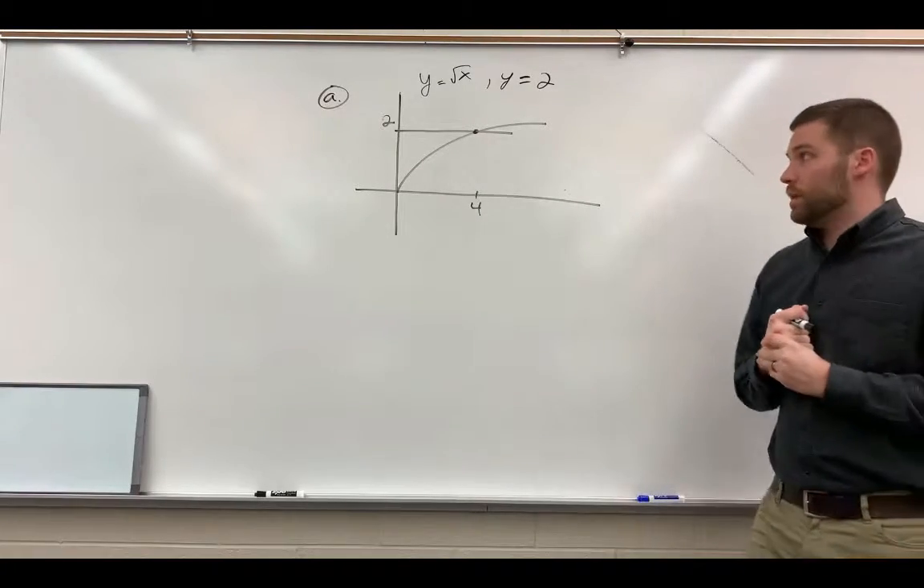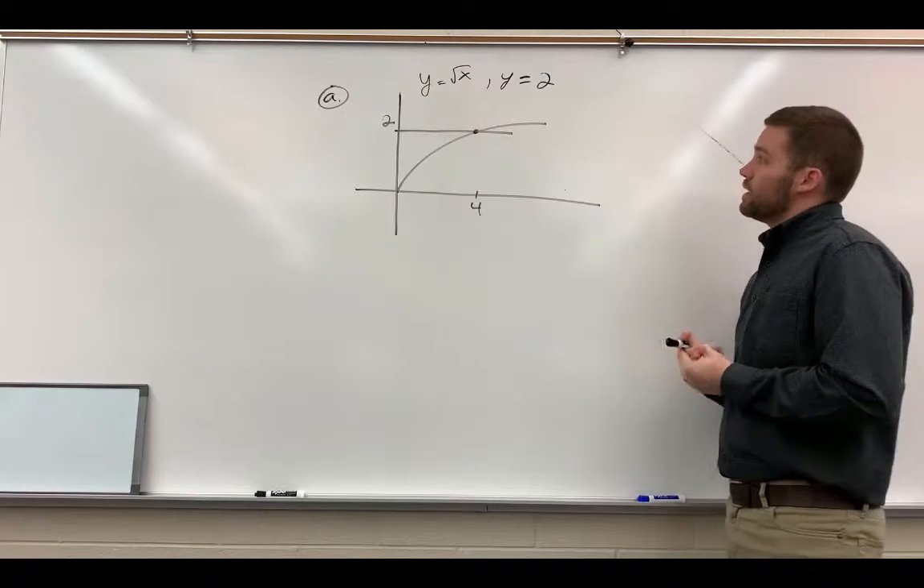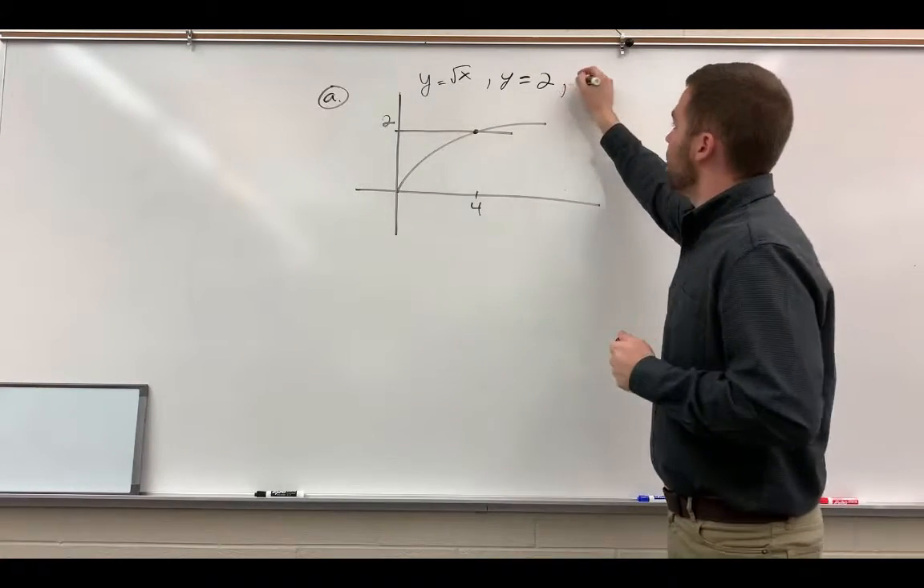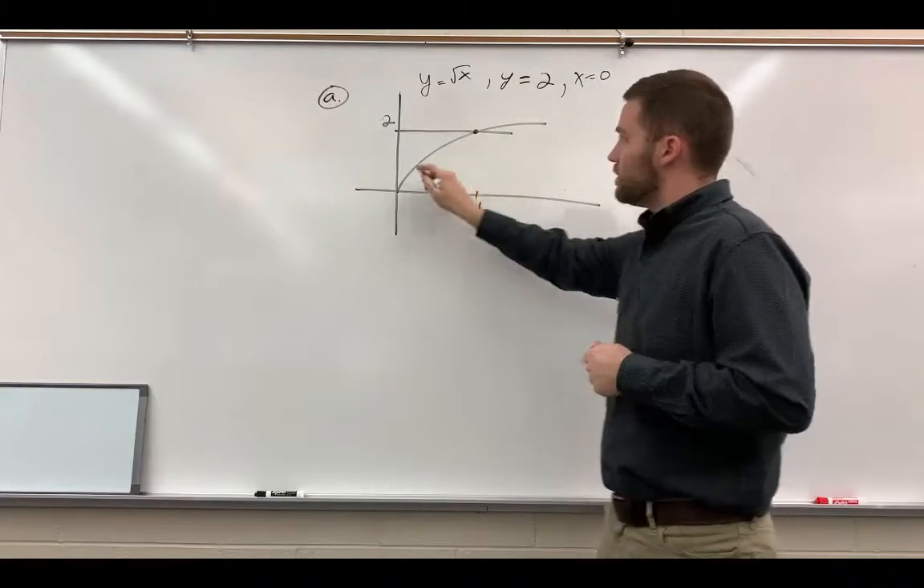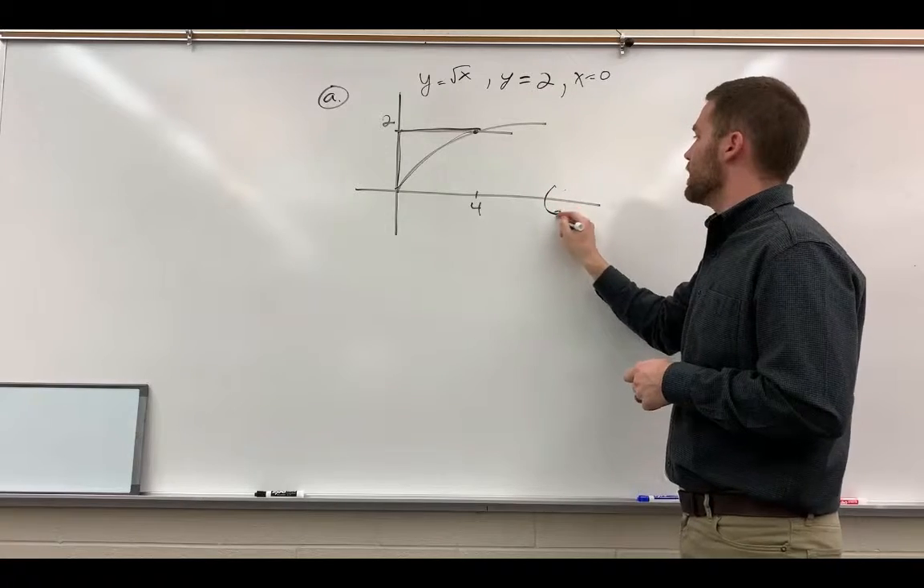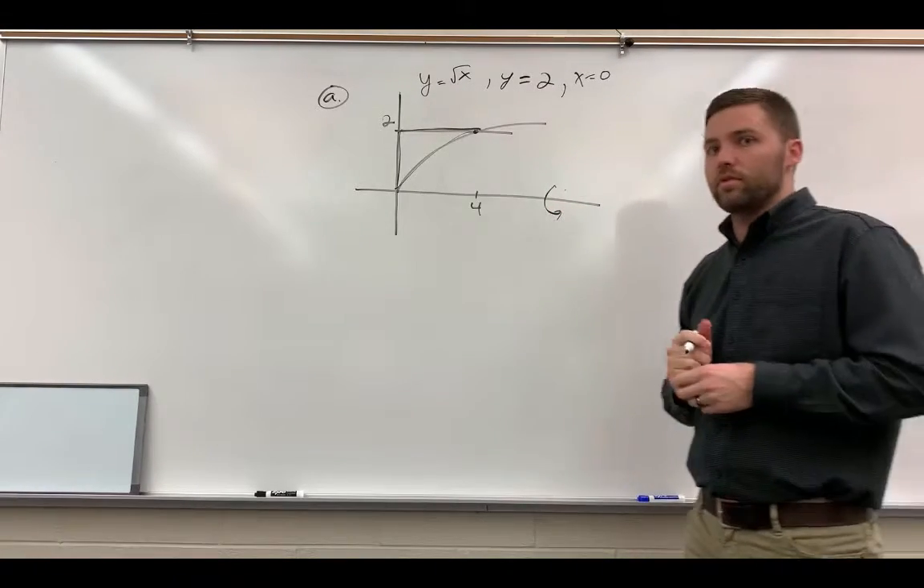All right, so the first problem I want to do here with solids of revolution is taking the area between square root of x, y equals 2, and x equals 0, so that's this area here, and rotating that around the x-axis. I think this is part A of number 31.